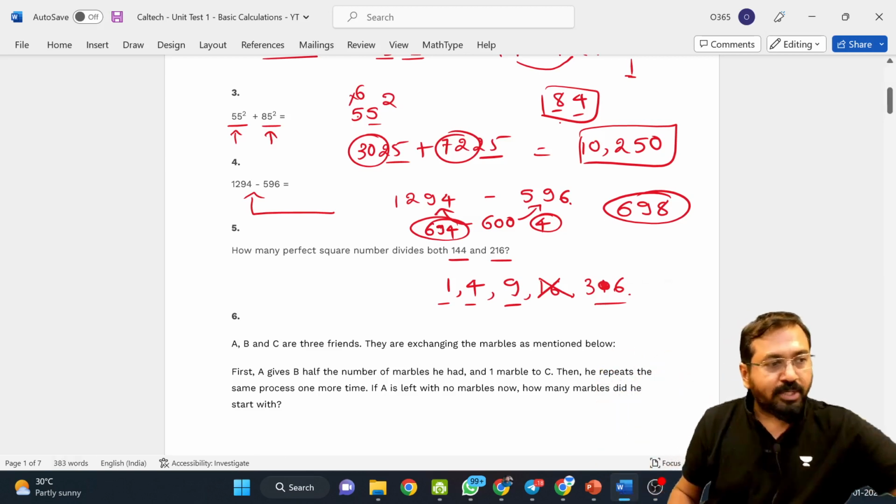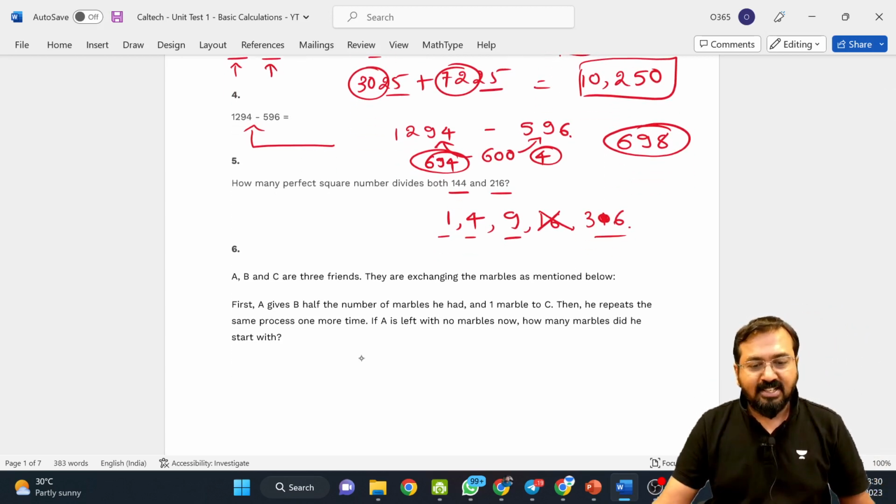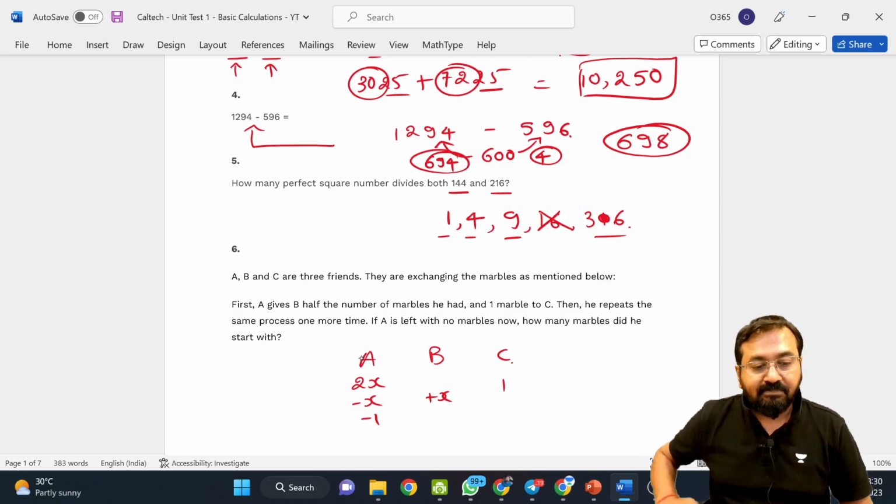Now let's look at one more question, guys. Right, so now this is a simple question. A, B, C are three friends. They exchange marbles as mentioned below. First, A gives B half the number of marbles he had and one marble to C. So A, B and C. Suppose A had 2x marbles, so he gave x marbles to B and one more marble to C. Then he repeats the same process one more time. If A is left with no marble, how many marbles did he start with?